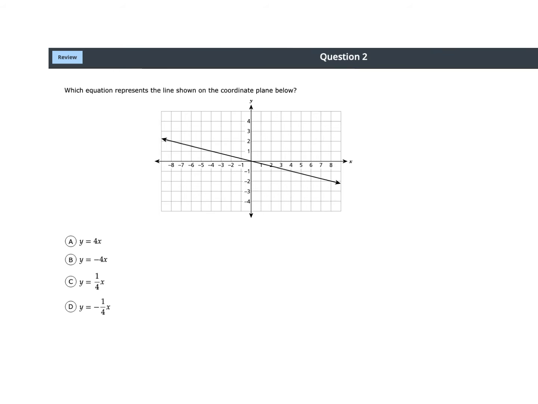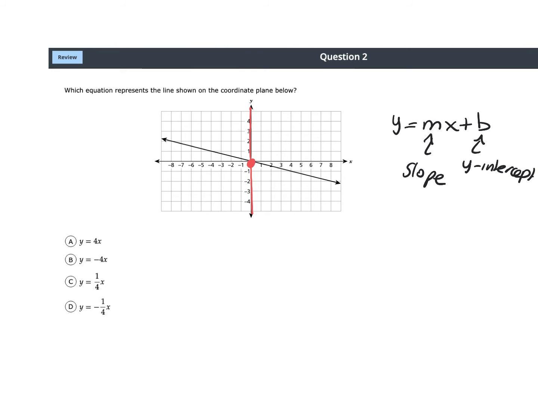Again, we need to remember it's a line. It follows the form y = mx + b. b is our y-intercept, and m is our slope. We can find both of these things from this graph. Our y-intercept is where it crosses the y-axis. So here's our y-axis. I can see that it crosses right here at a y of 0.